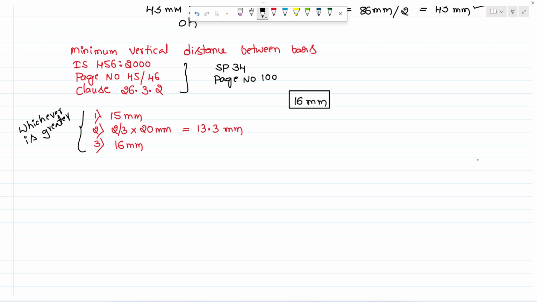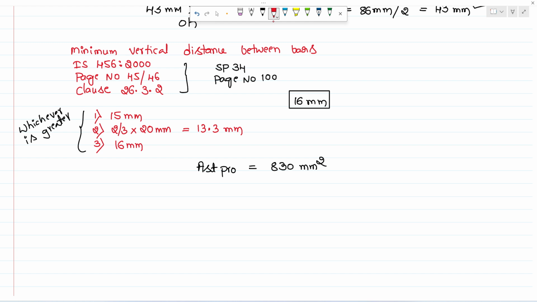Okay. So AST provided. So what is the area of steel you provided? I think it is 830 mm square. Area of steel provided it is 830 mm square. Again you need to check minimum and maximum tension for tension reinforcement.